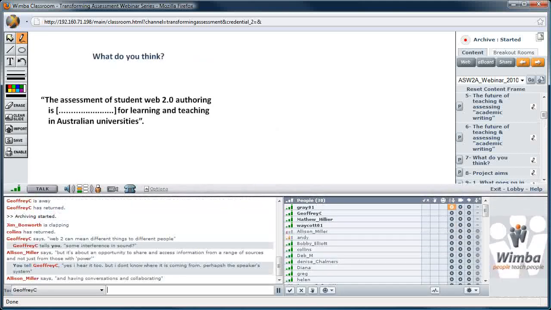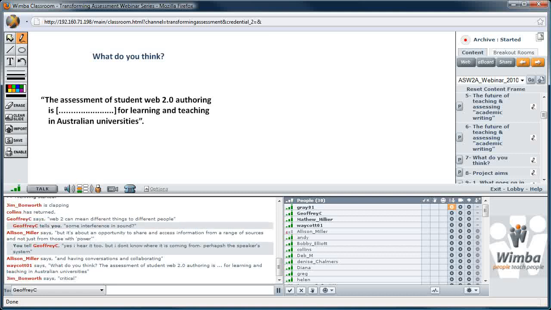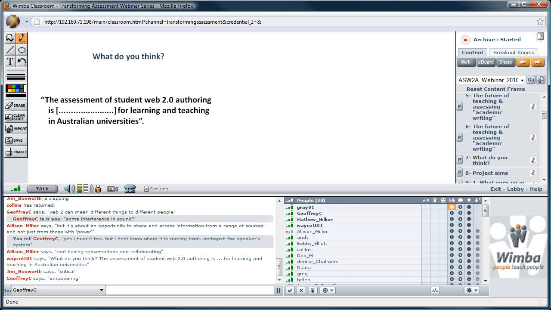Just keep that running in the chat window while I tell you a little bit about the unfolding of our project from the middle of last year. Jeff is saying empowering, Alison is saying developing, Jim's saying critical. Jeff is now scared. Okay, Jeff. Good. I'm glad to see some diversity, and I think that's certainly reflected in what we found out across the sector so far, but keep those adjectives coming.